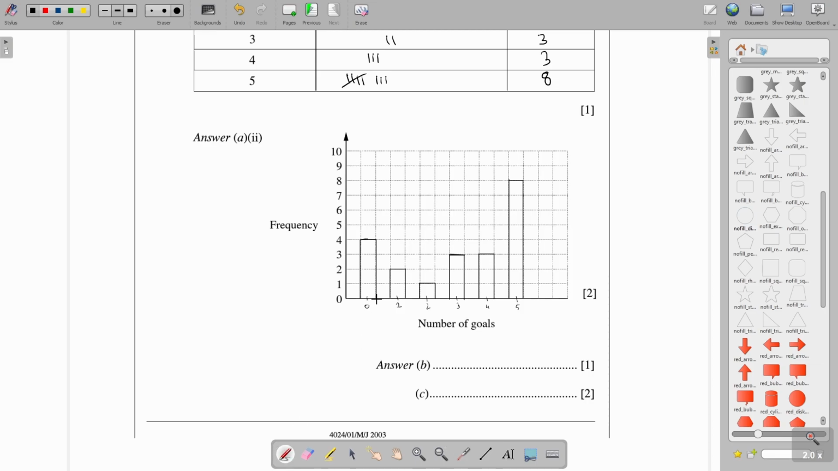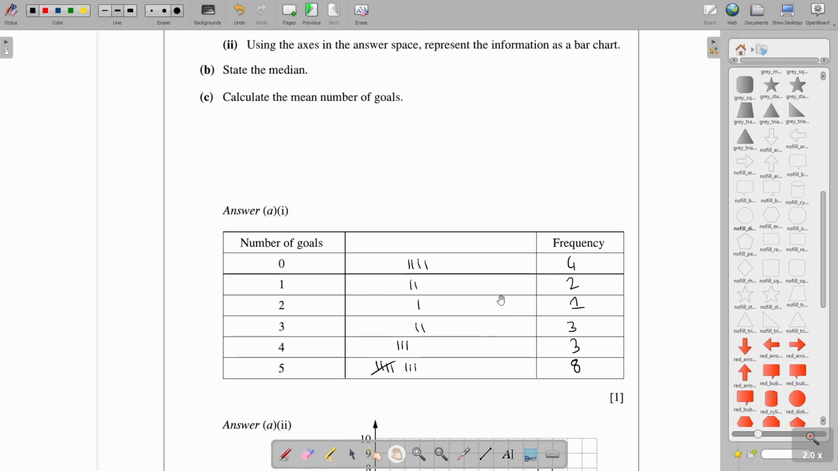Again, remember, the numbers are in the middle and the bars are disconnected. They shouldn't be connected. Also, their width should be the same because having variable widths means other things.